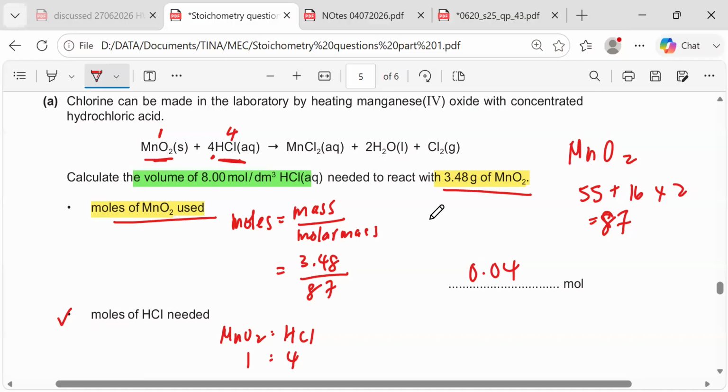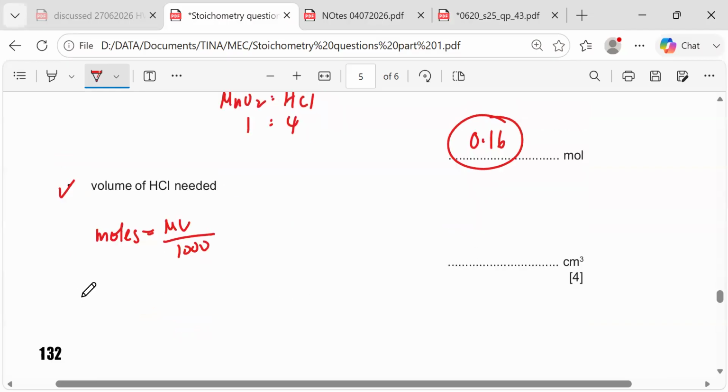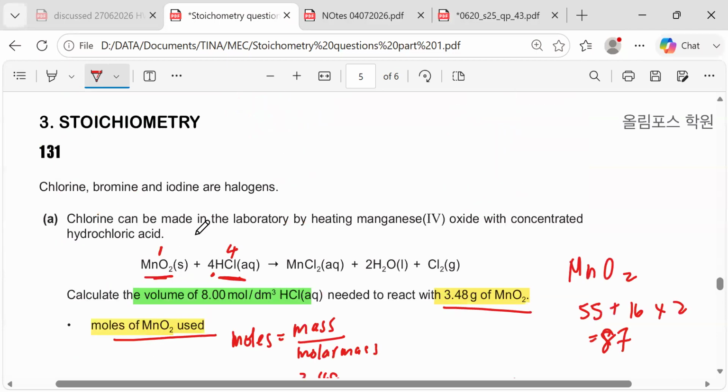Did you manage to get an answer? Okay, please tell me you at least got this. What's the answer? 0.156. Okay, so this is the amount of moles. This is 0.16. You are looking for V. Volume is V. Do you know M? Yes, there. 8.